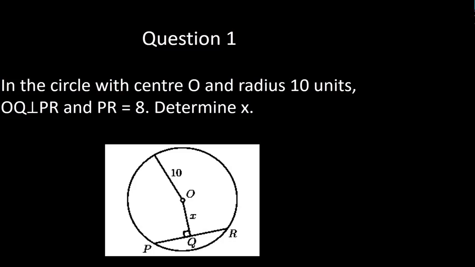Okay, so question 1. We are told that in the circle with center O, the radius is 10 units. So let's mark off here our radius. We can already see that we've got one point there as 10. If I were to extend OQ until it reaches the circumference, so continue that line, then that would also be 10 units. Of course, if I join point O to P and then O to R, those are also radii, so they are all 10 units as well.